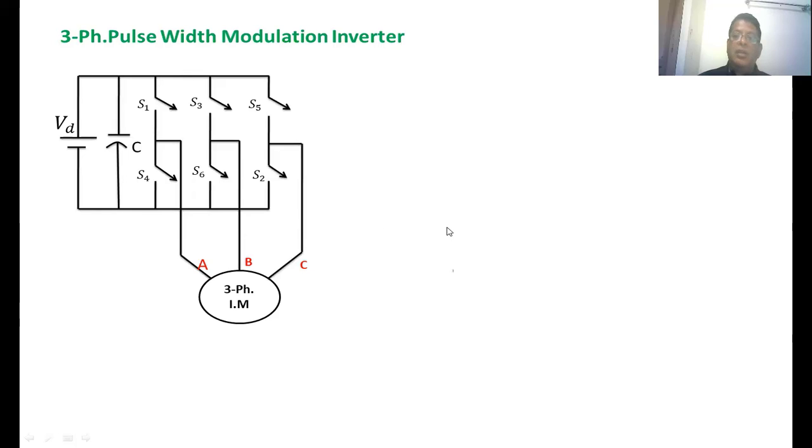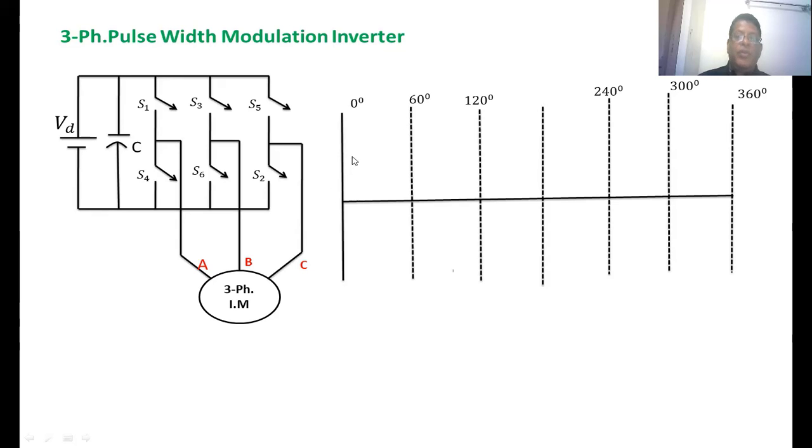The only thing is we are going to control the switches S1 to S6. See here, we have taken the scale x-axis and y-axis: 0 degree, 60 degree, 120 degree, 180 degree, 240 degree, 300 degree, 360 degree. To generate pulses for S1 to S6, we are following sinusoidal pulse width modulation.